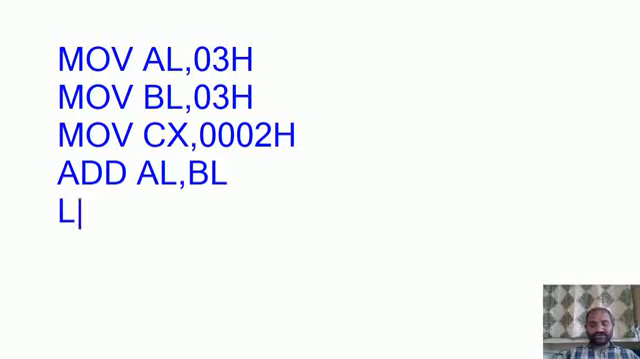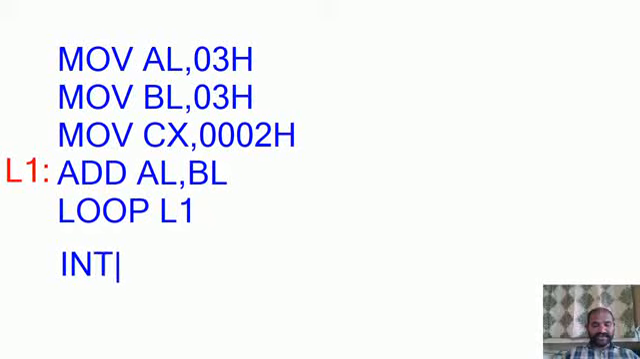Then I'm going to make use of the LOOP instruction, and I'm assuming the label is L1. So I'm going to take this label, L1 colon, and finally I'll come back to the termination of the program, which is INT 03. Okay, so this is my program.